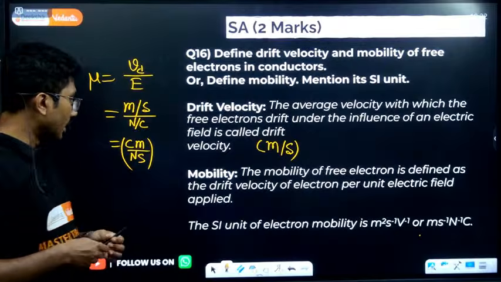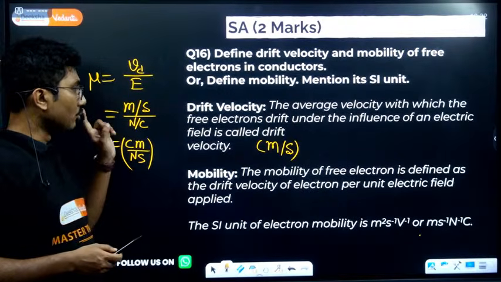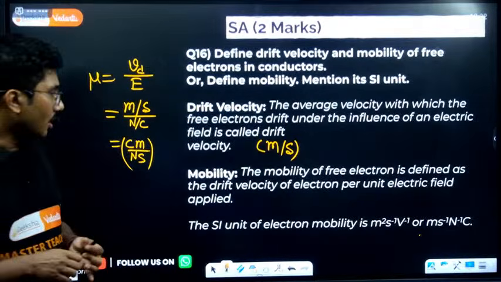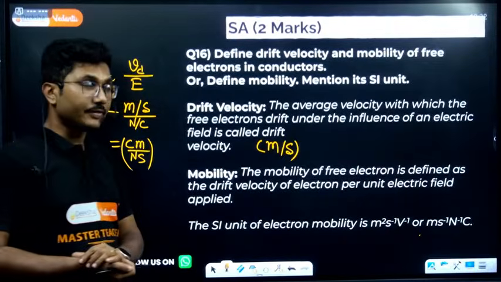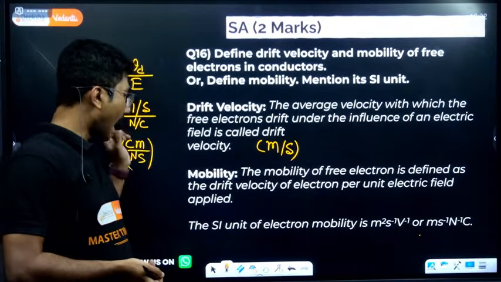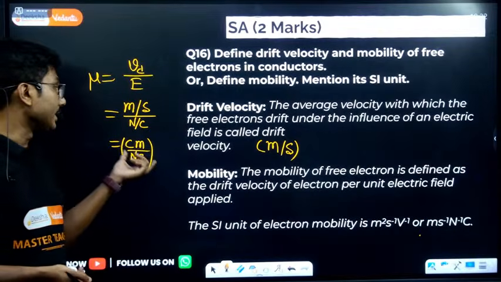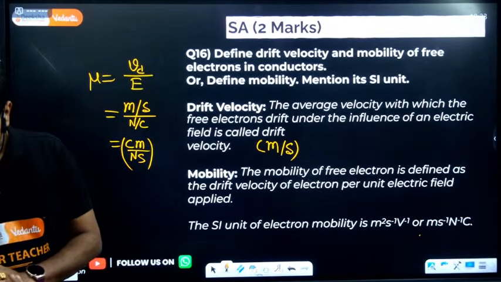Okay. So let's continue with our discussion. The mobility of free electron is defined as the drift velocity of electron per electric field, and the SI unit of electric mobility is coulomb meter per Newton second.